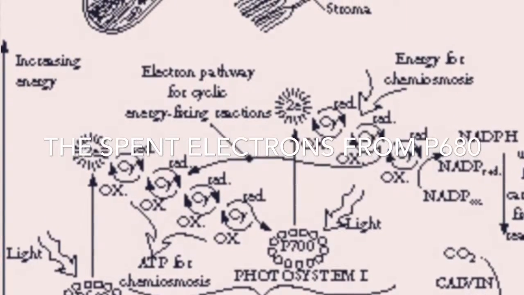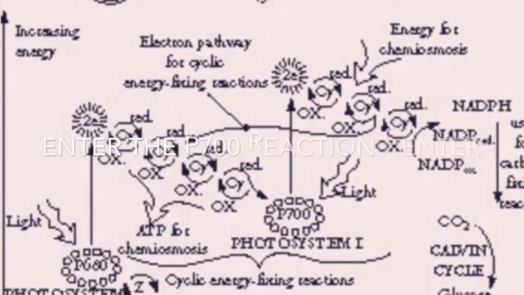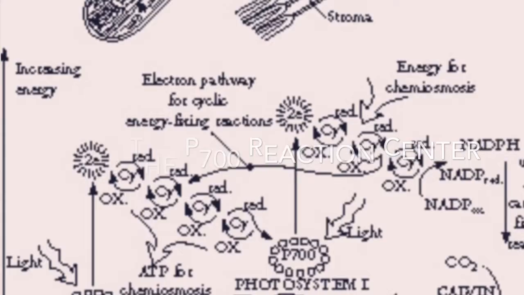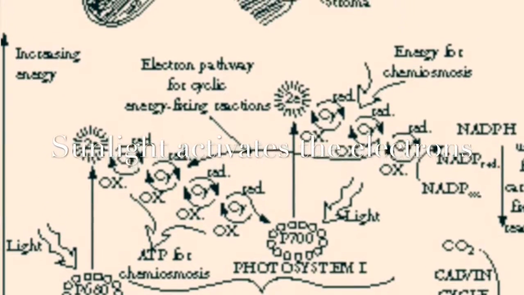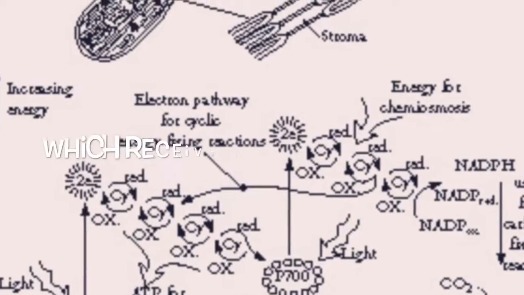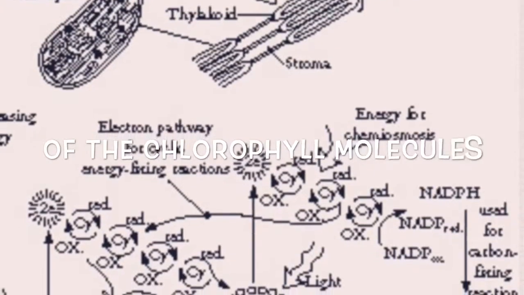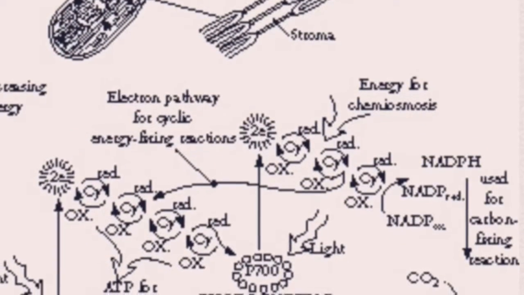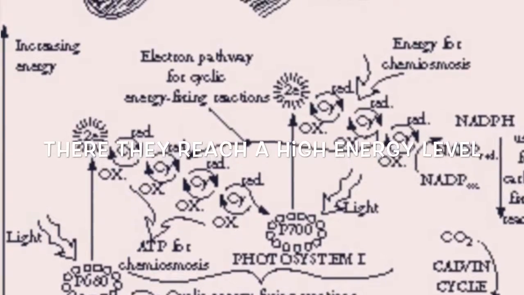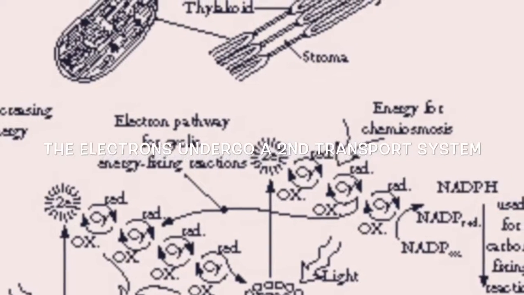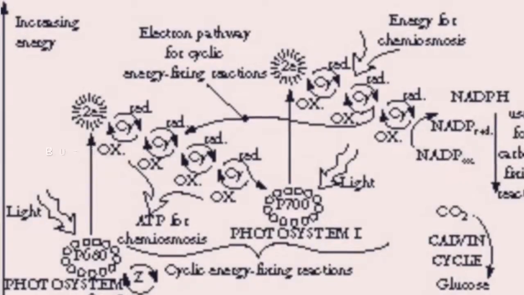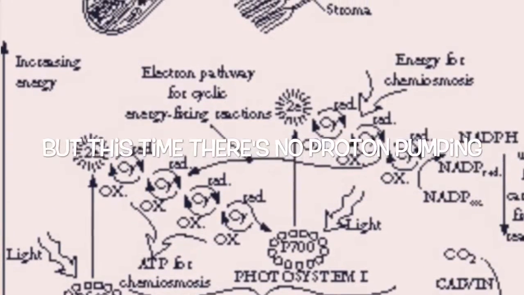The spent electrons from P680 enter the P700 reaction center in photosystem 1. Sunlight activates the electrons, which receive a second boost out of the chlorophyll molecules. There they reach a high energy level. The electrons undergo a second transport system, but this time there is no proton pumping.